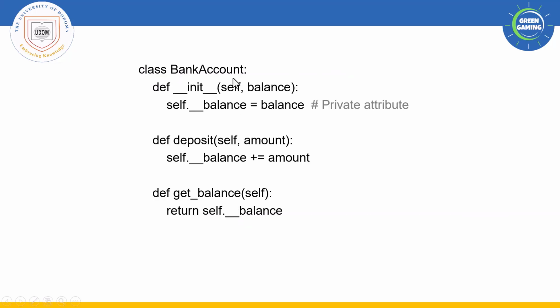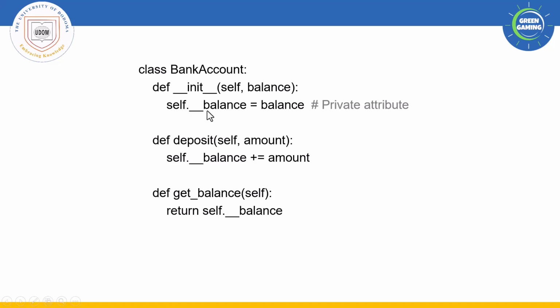So for instance, we have a class called BankAccount. This class has a balance attribute, right? This balance is initialized with two underscores, so this balance is private right now. So I can't access this balance by using my object. I can't have an object, maybe called CRDB, and use that object directly to access this balance. I can't say CRDB.balance. Why? Because I have a restriction.